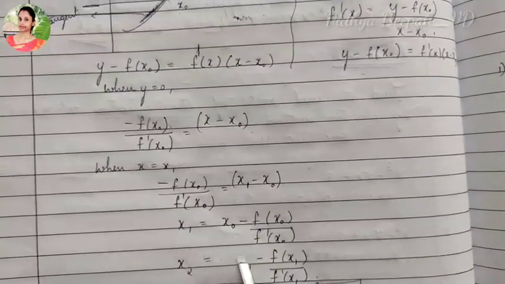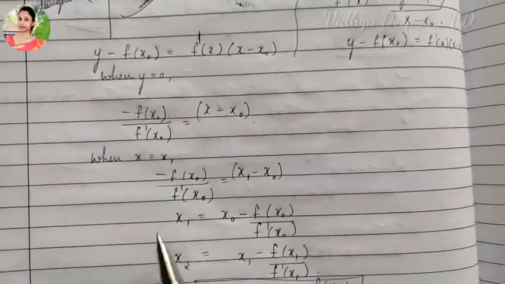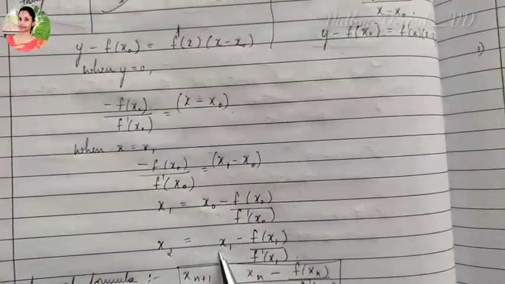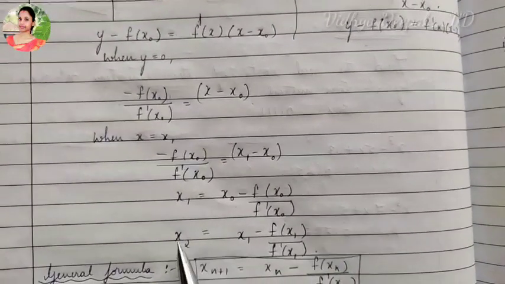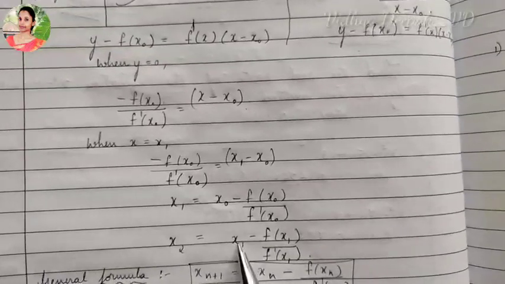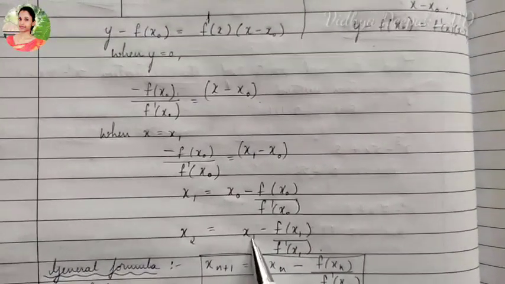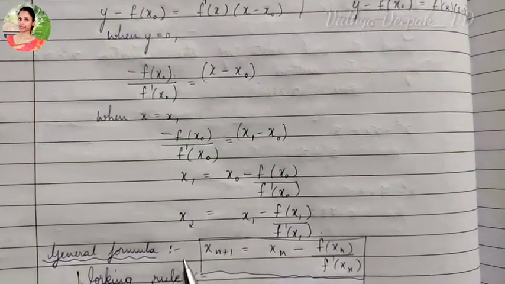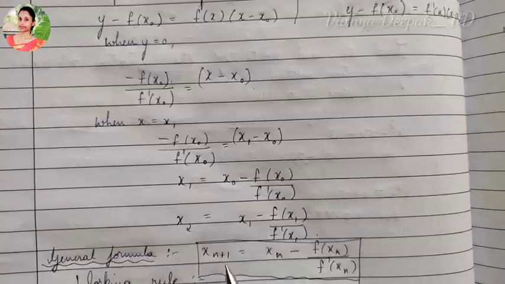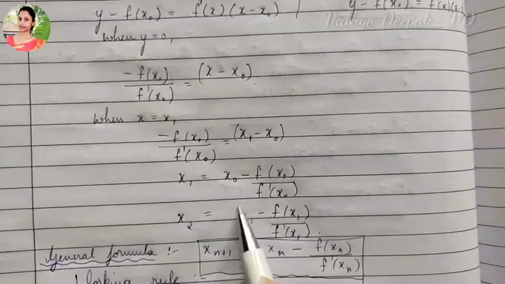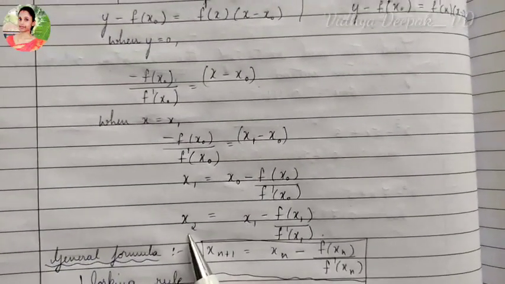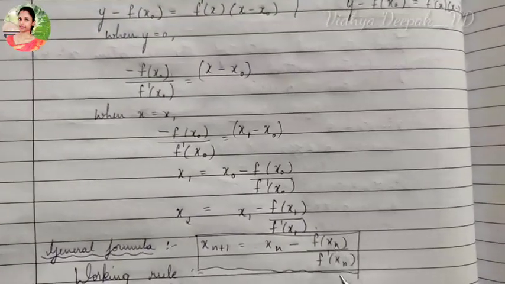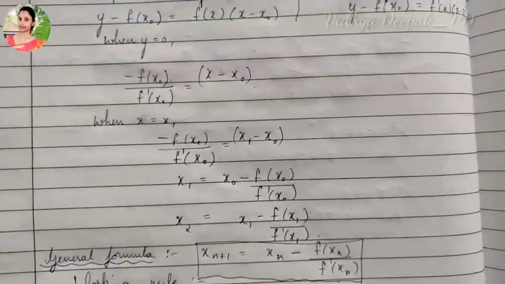Now this is one approximation. For the next approximation I change x1 to x2 and x0 to x1, then the next approximation will be x2 to x3. So generalizing the formula for the Newton-Raphson method, the general formula is x n plus 1 is equal to xn minus f of xn divided by f dash of xn.